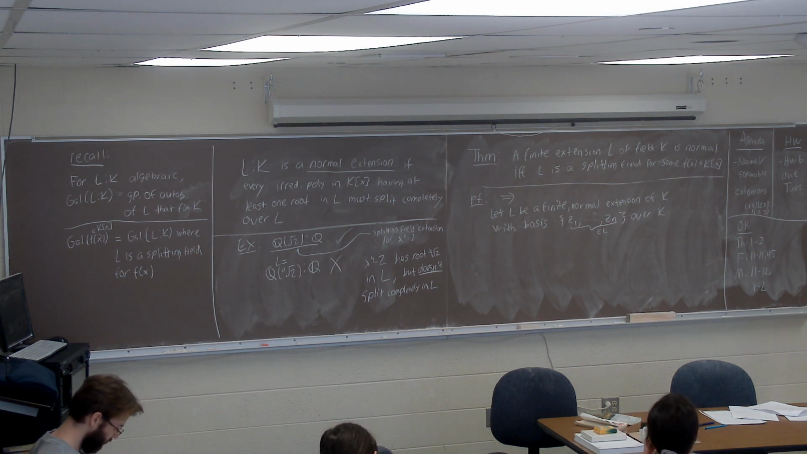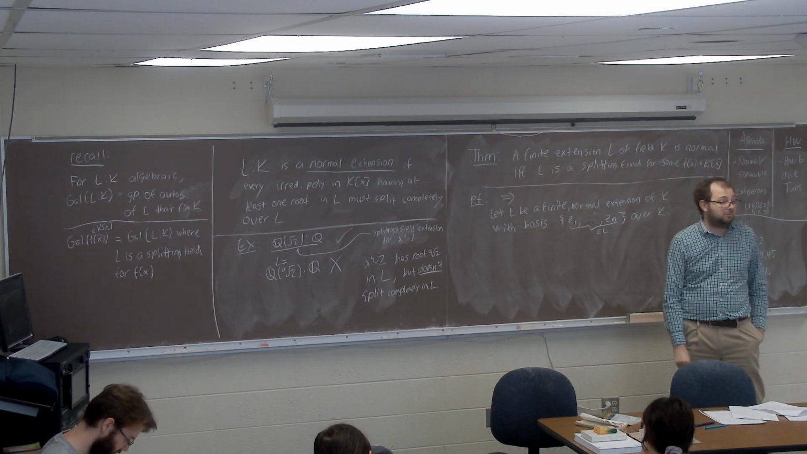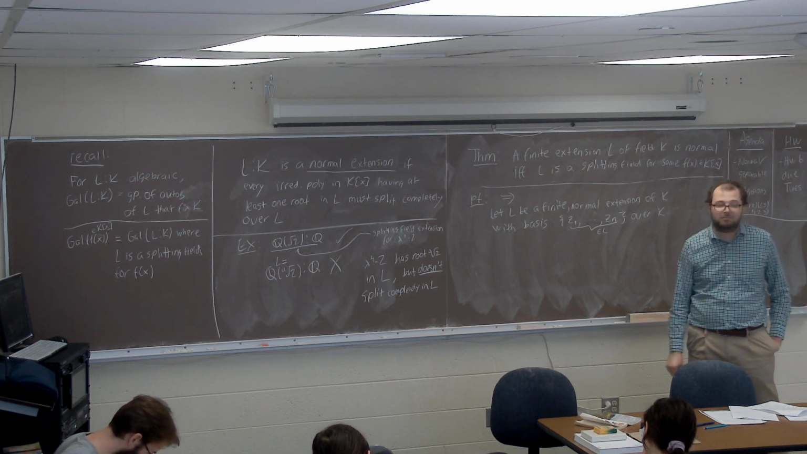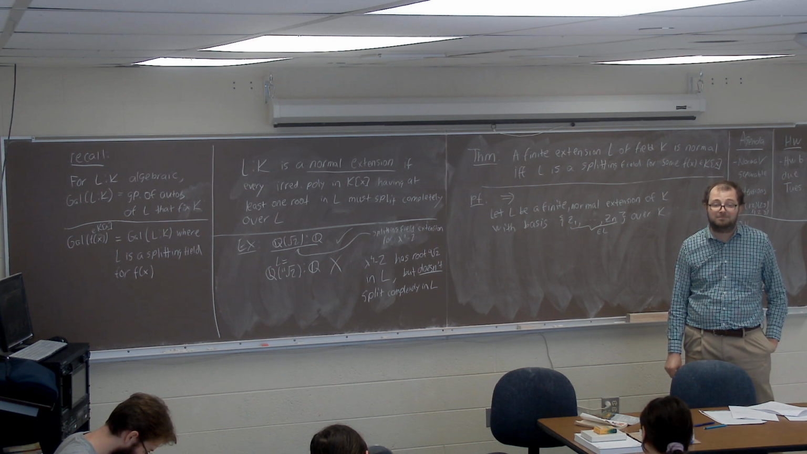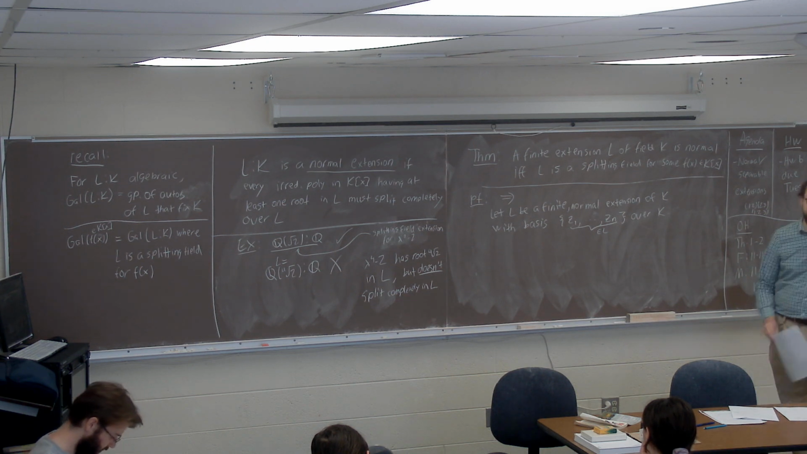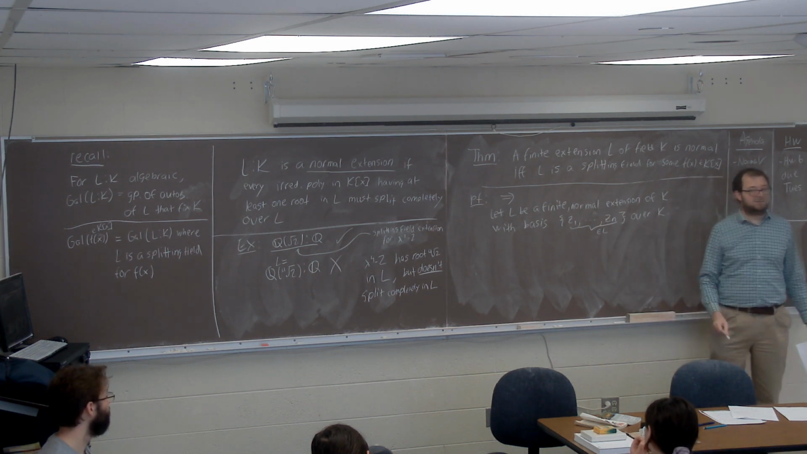And I claim we can use these to help us find our polynomial for which L will be a splitting field. Can we make each one, z1 through zn, a root? Would that work? Of the polynomial? That's going to be necessary, but not sufficient. So here's what we're going to do. We're going to take a minimal polynomial for all of these over K.